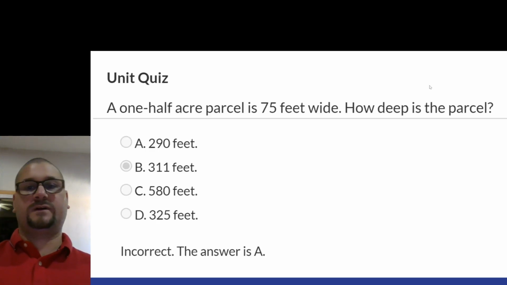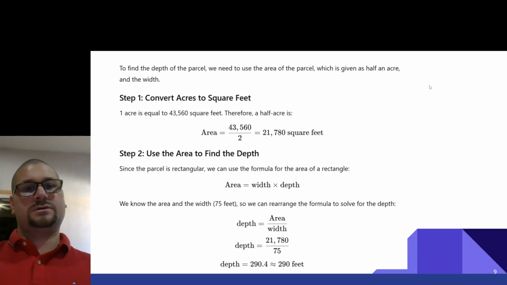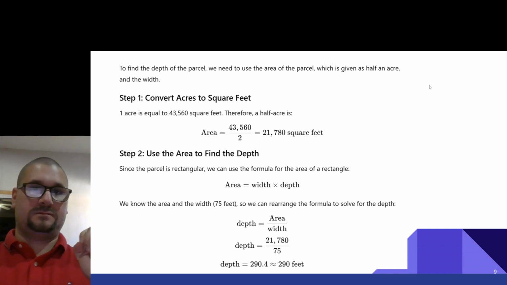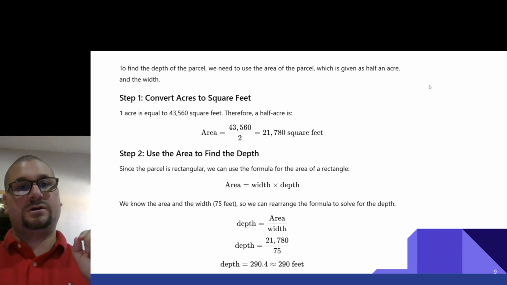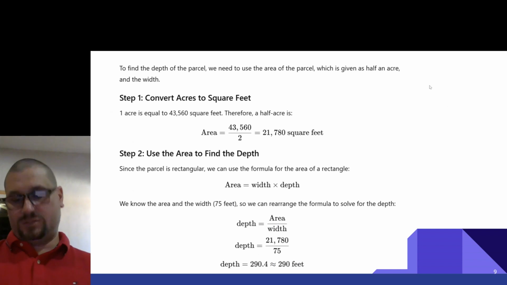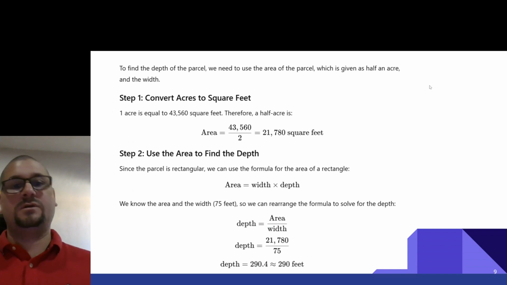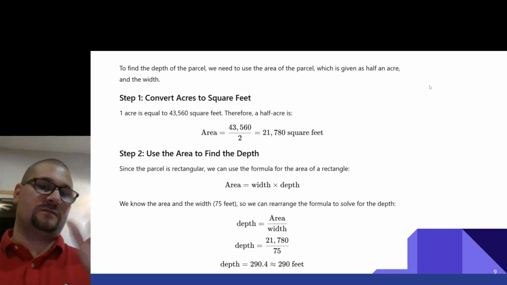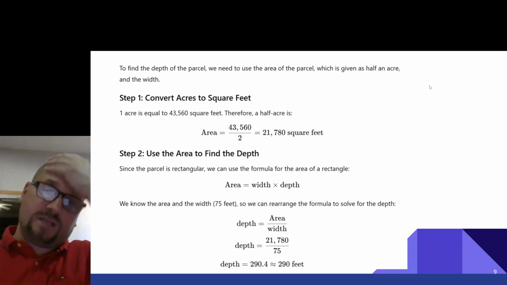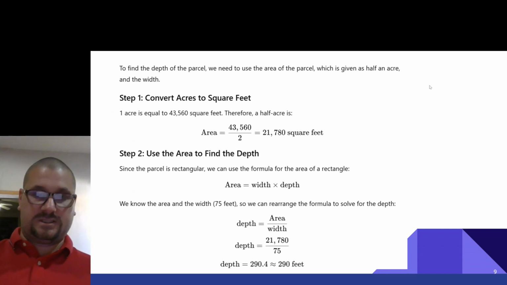A 1/2 acre parcel is 75 feet wide. How deep is the parcel? They want 1/2 acre. How many square feet are in 1 acre? 43,560 square feet is 1 acre. Take that divided by 2, you get 21,780 square feet. Area is width times depth. You have the area now, and you need to know how deep it is. They told you the frontage, or the width. Take the area divided by the width, and you get 290 feet as the depth.